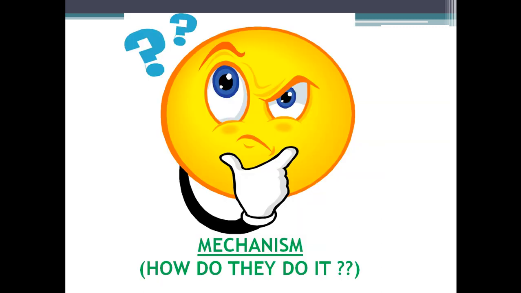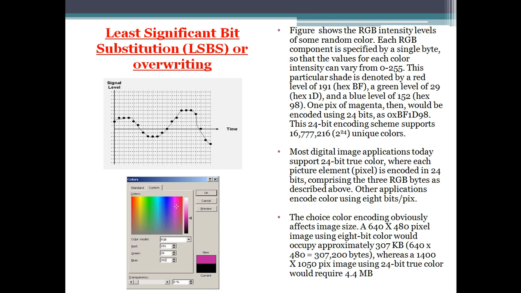Now what is the mechanism? I wondered, and everybody of you should wonder, how do they actually do it? How do they hide something behind anything so that you cannot even notice that something has been hidden? So I am going to explain to you the mechanism, how steganography is actually done. The mechanism behind it is least significant bit substitution or overwriting.